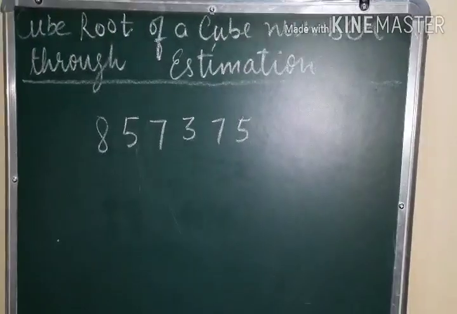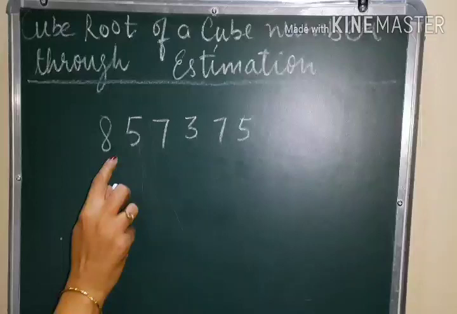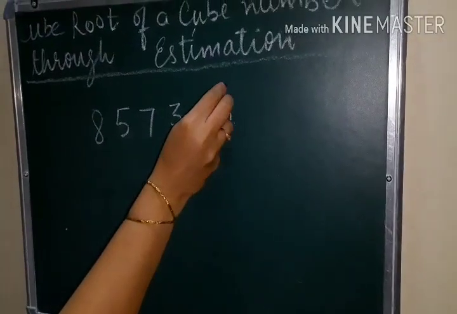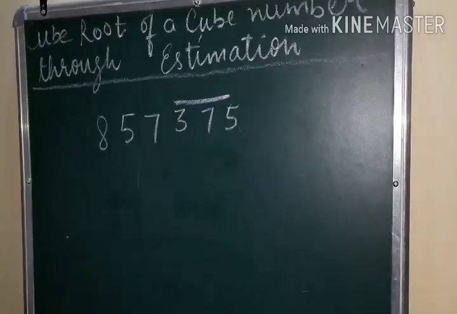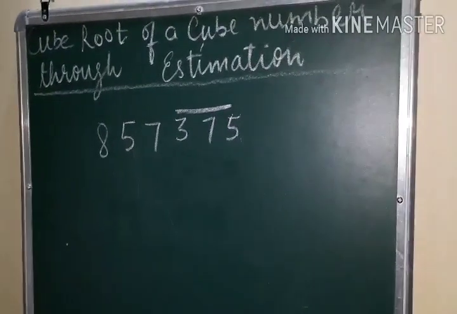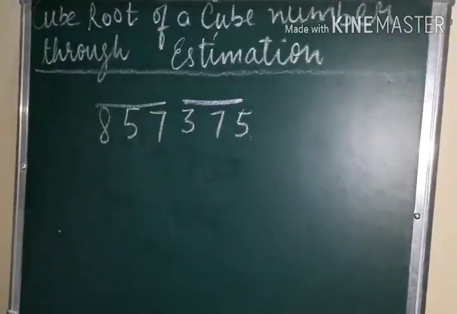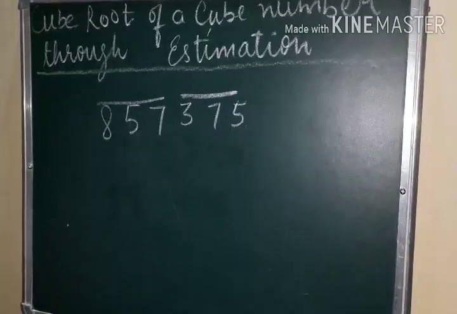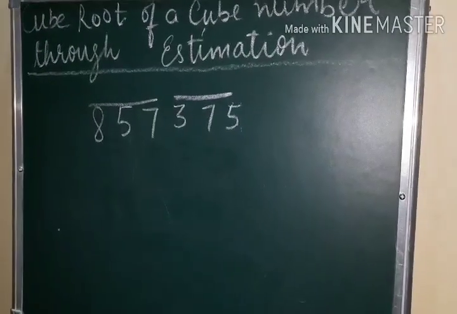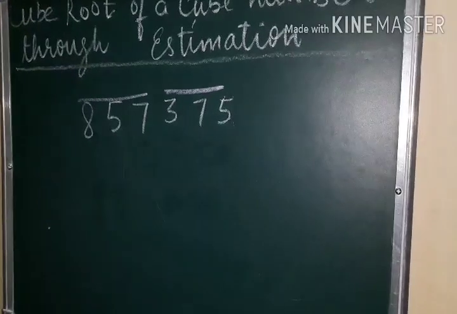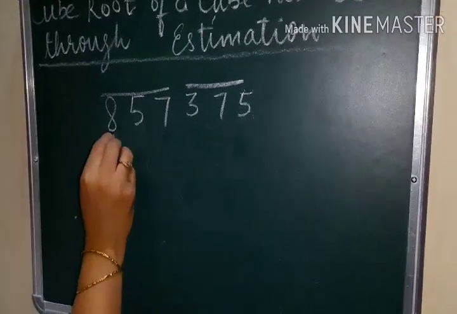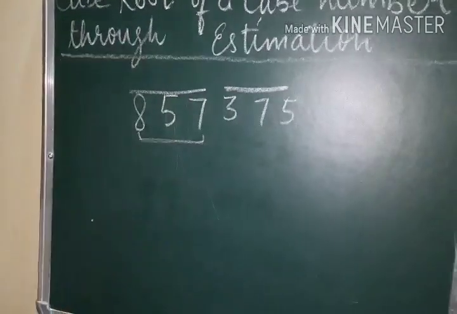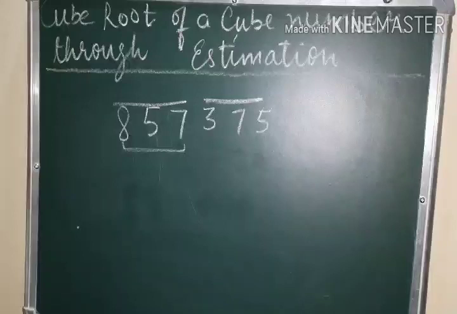857375. Now for this, we'll first make groups from the back, as we used to do for square roots. So there will be two groups, 857 and 375. Yesterday I told you to learn the cubes till 20. So if you have learned them, think which number has a cube less than 857.